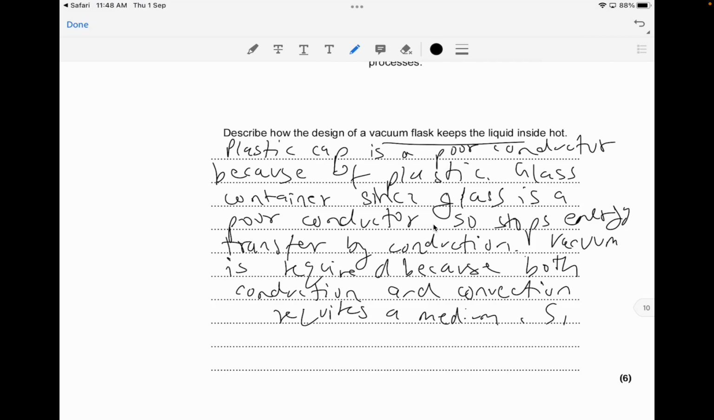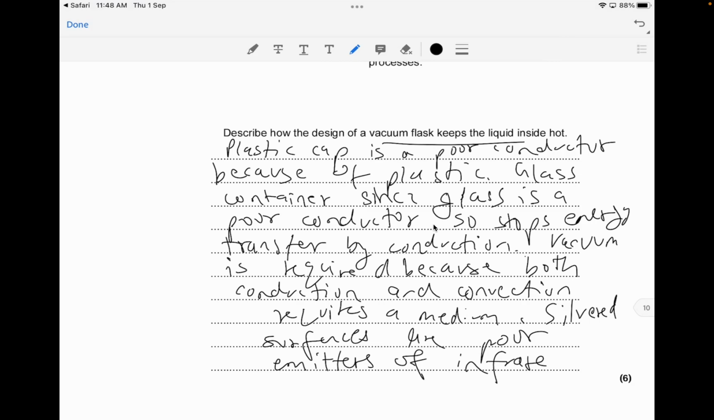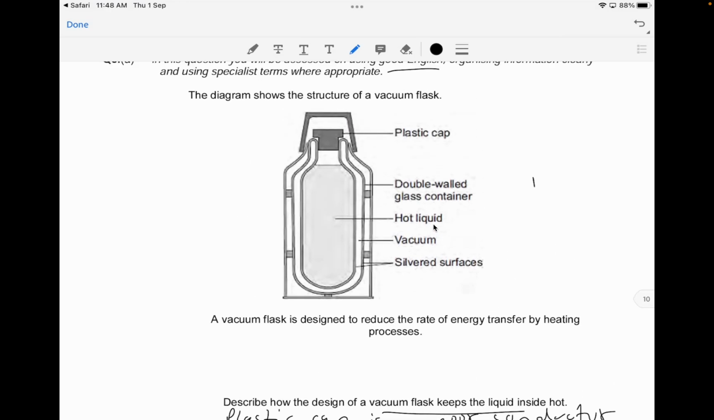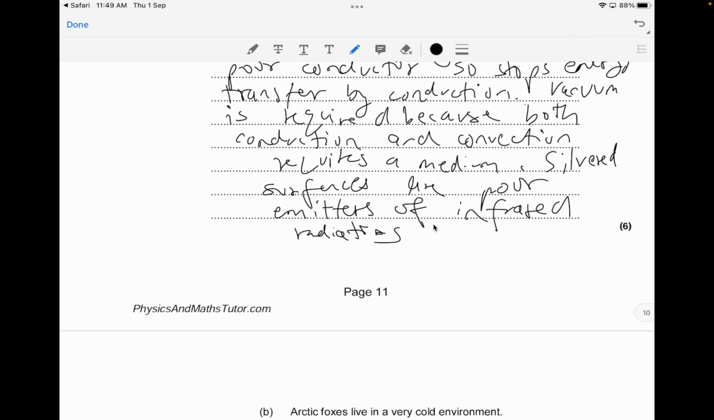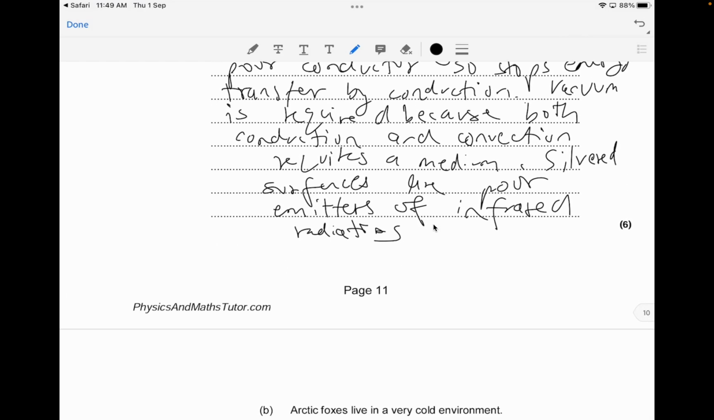And the silvered surfaces are poor emitters of infrared radiation. So these are some points that you can mention when dealing with the 6 markers. You can mention other points as well. Basically, I'm just explaining the use of each one of these and why they're there. So you're going to mention that silvered surfaces help to reduce or stop energy transfer by radiation. That's also okay in this case.